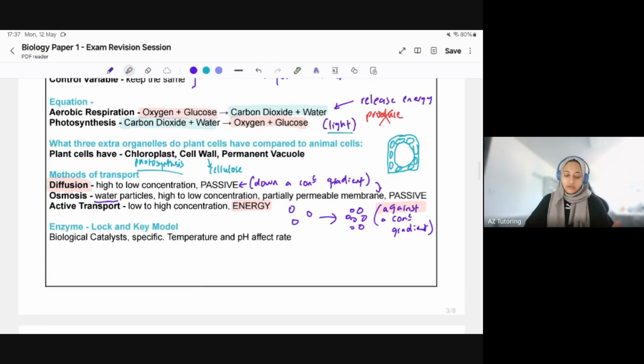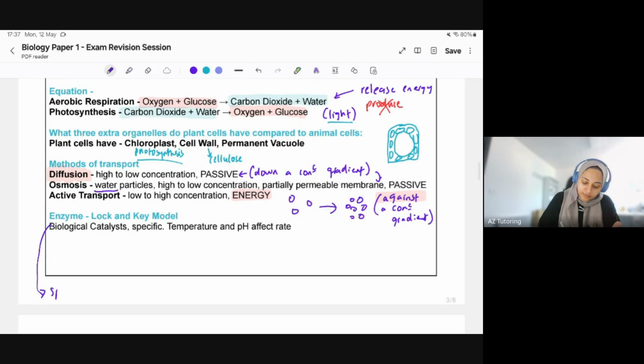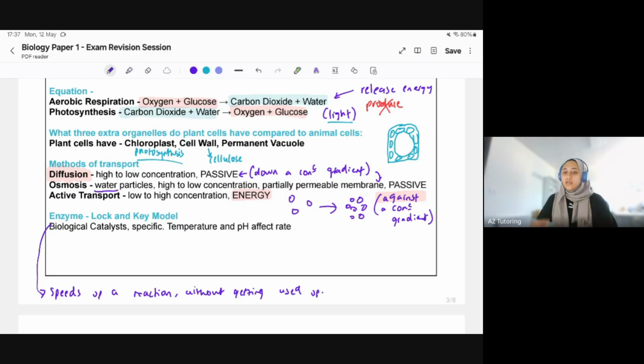Okay, another really important thing that tends to come up almost every single year is understanding how enzymes work. I think the most important thing, first, understand what is an enzyme. Well, it's a biological catalyst. What does a biological catalyst mean? It means it speeds up a reaction without getting used up, which means it can be used again and again and again.